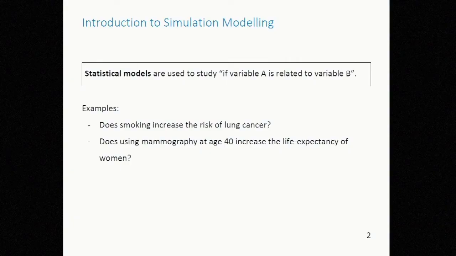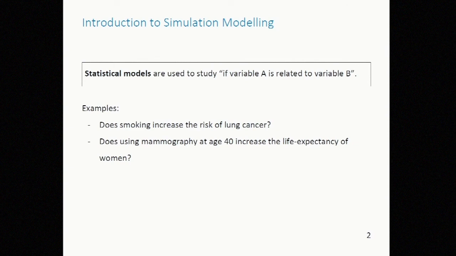And statistical analysis. So in these types of analysis, we rely on statistical models to study if variable A is related to variable B. Okay, example would be, does smoking increase the risk of lung cancer? So in these type of studies, we usually have some hypothesis here. The hypothesis would be maybe smoking increases the risk of lung cancer, and then we design the study, we collect data, and then we run the analysis to test the hypothesis.